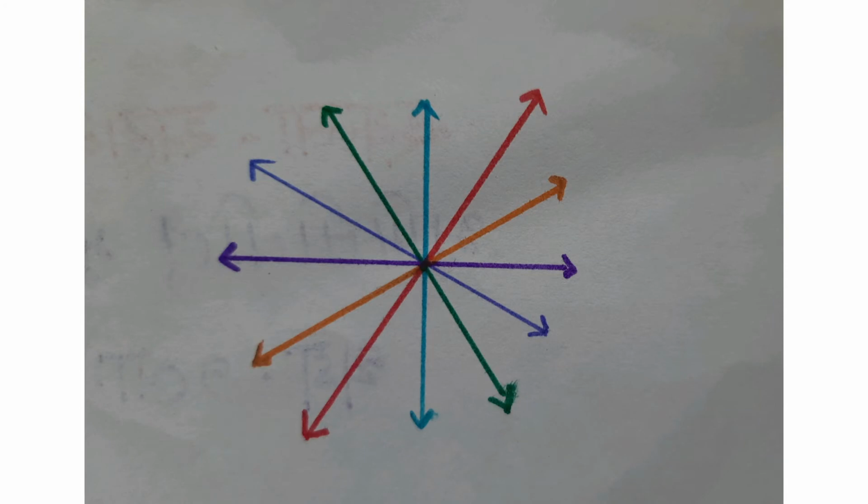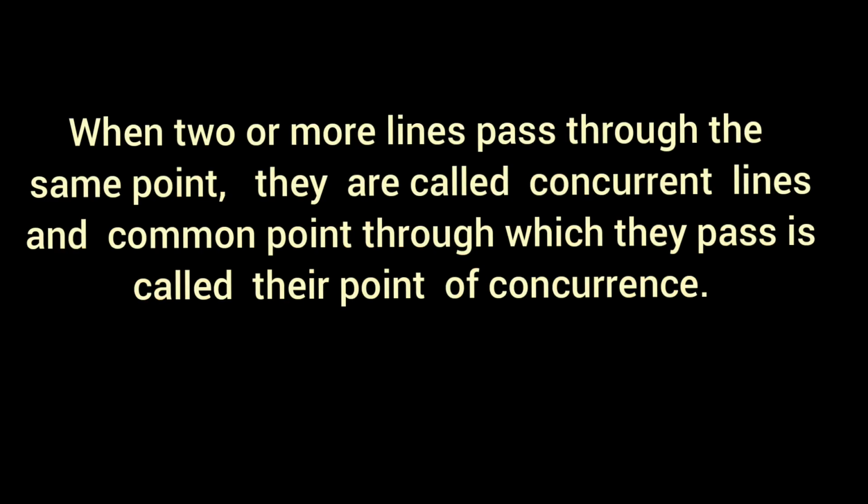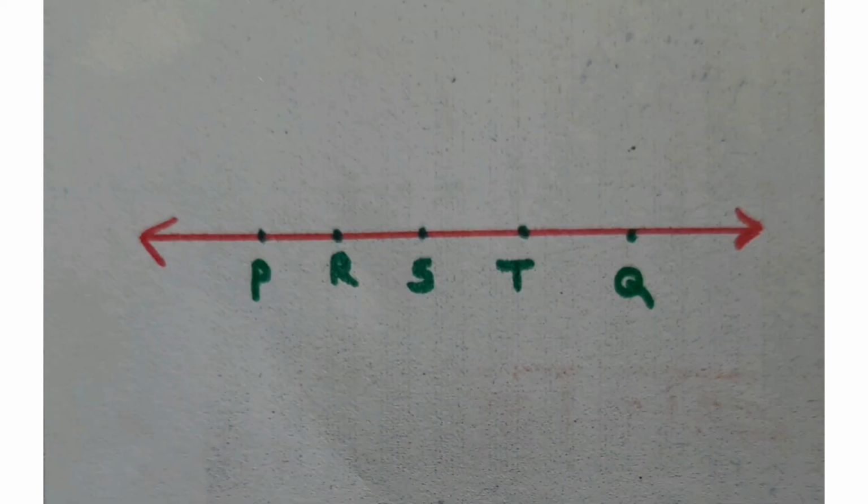Draw a point on a paper and use your ruler to draw lines that pass through it. How many such lines can you draw? An infinite number of lines can be drawn through one point. When 2 or more lines pass through the same point, they are called concurrent lines, and the common point through which they pass is called their point of concurrence. One and only one line can be drawn through any two distinct points.